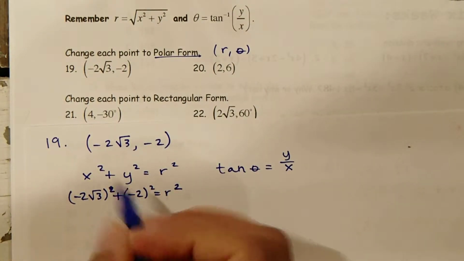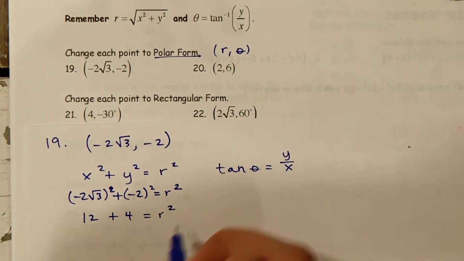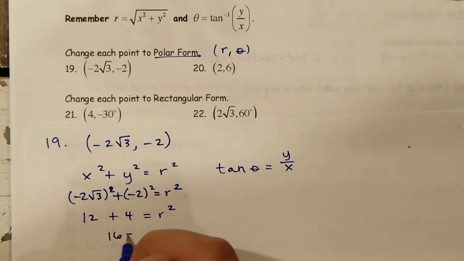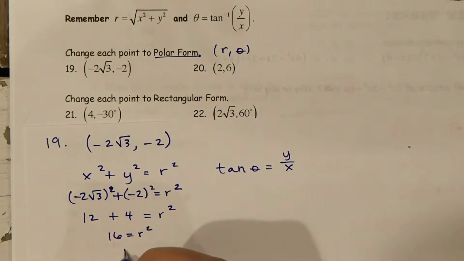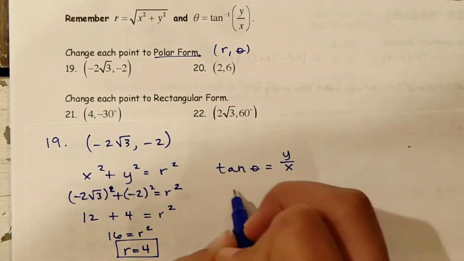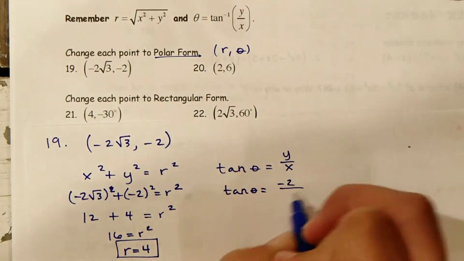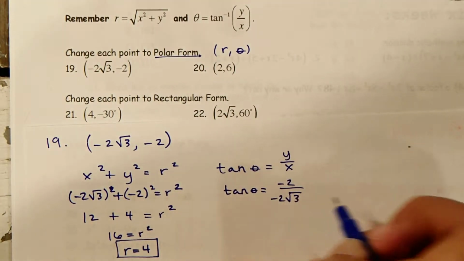You put this in the calculator, choose parentheses. You'll get that negative 2 root 3 squared is 12. Then we have plus 4 equals r squared. So 16 equals r squared, so r must be 4. So there's one part of it. Now we need to do the other half. Tan theta equals y over x, so tan theta equals negative 2 over negative 2 root 3.